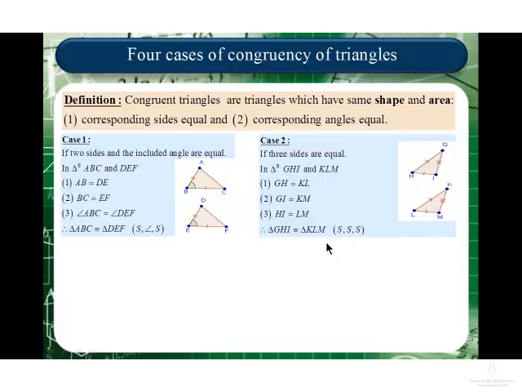In such a case, we can say that these two triangles are congruent because of the three sides in each case being equal to the corresponding side in the other triangle.